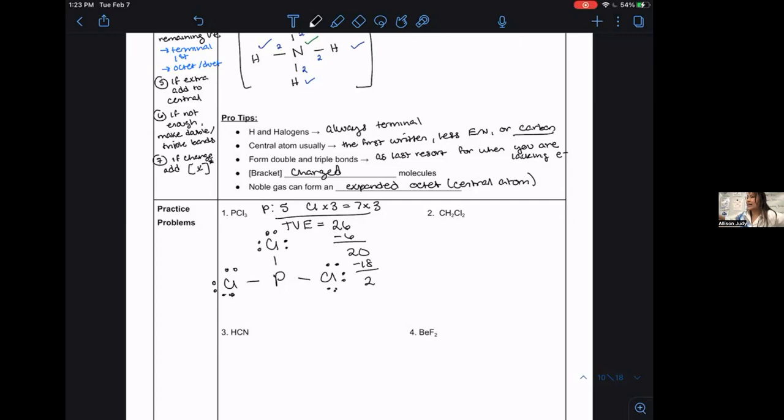Well, I can't give any more to chlorines. No chlorine at this point wants any more. It's got its octet. It's got its 6 lone and its 2 shared. So now it's at 8. It's happy. It's a happy, happy, happy little camper.